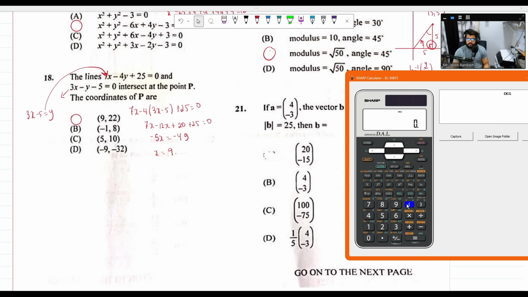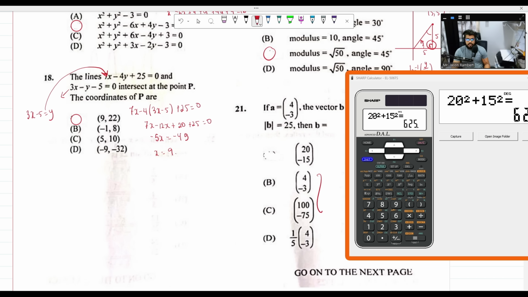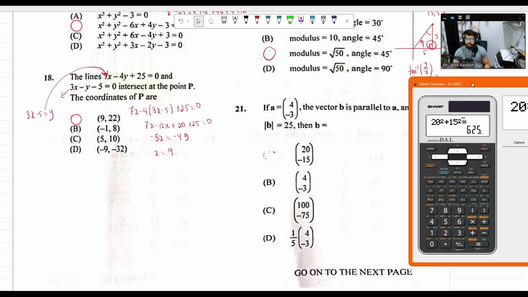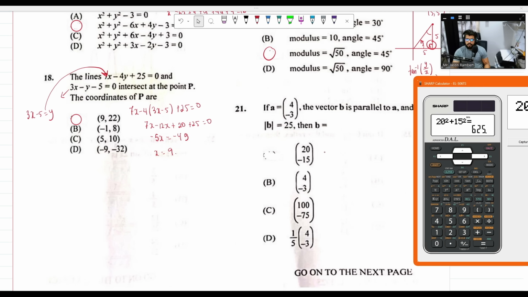20 squared plus 15 squared. I'm not going to put minus 15 all squared because I'm going to get a positive. So 20 squared plus 15 squared is 625. The magnitude of this will be 25, but that doesn't mean that our A is the answer. I want to check and see if any of the others gives me a magnitude of 25. Well, I know 4 and 3 is not going to give me a magnitude of 25. For this one, the magnitude is going to be 5.